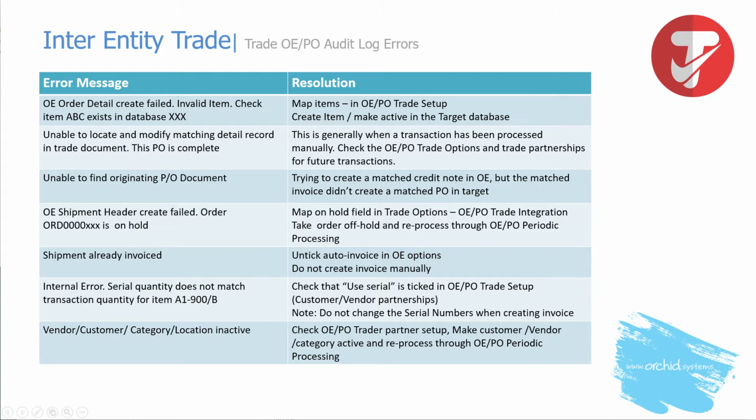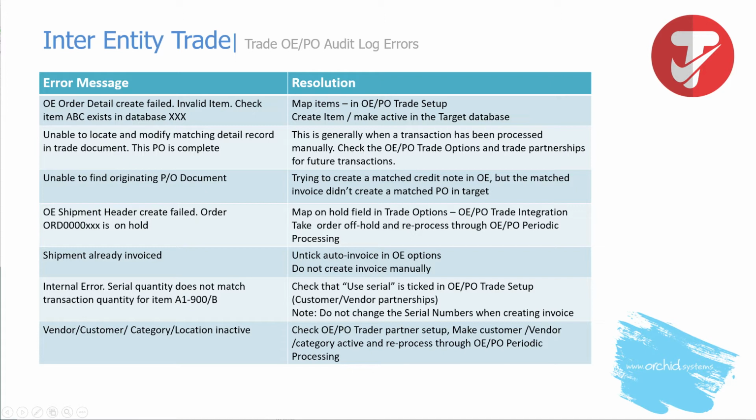Similarly, we may have an issue finding the originating PO document. For example, if we try to create a matched credit note in order entry, but the matched invoice did not create a PO in the target. When we create the PO return, we cannot match it to a PO invoice because it doesn't exist.